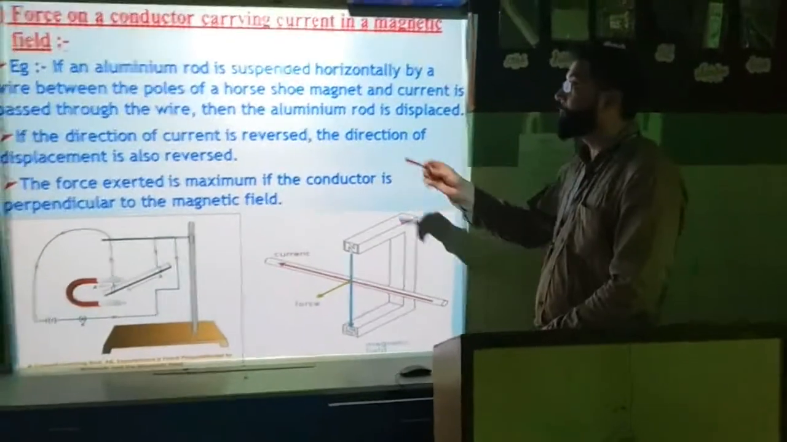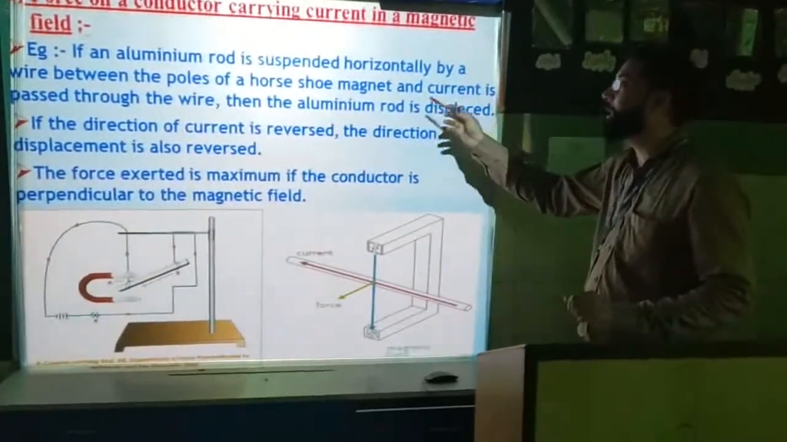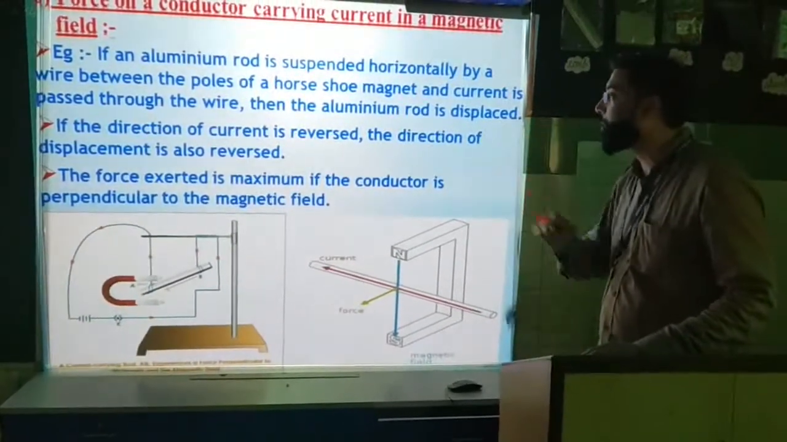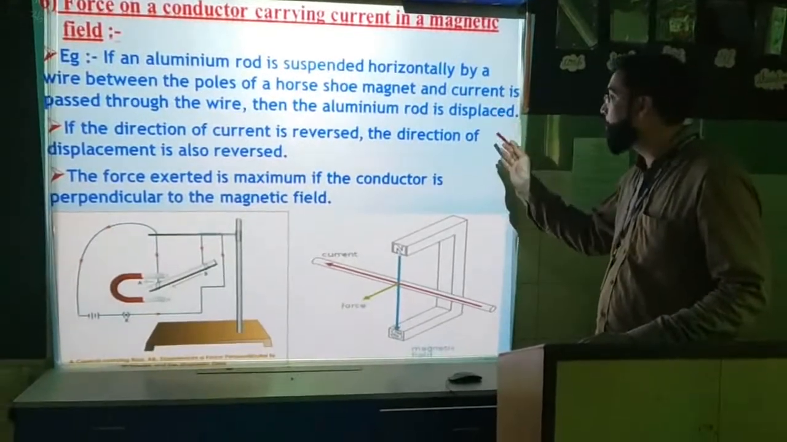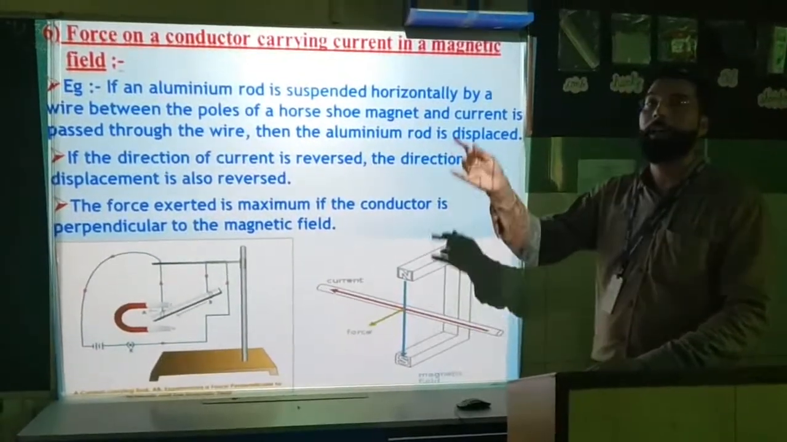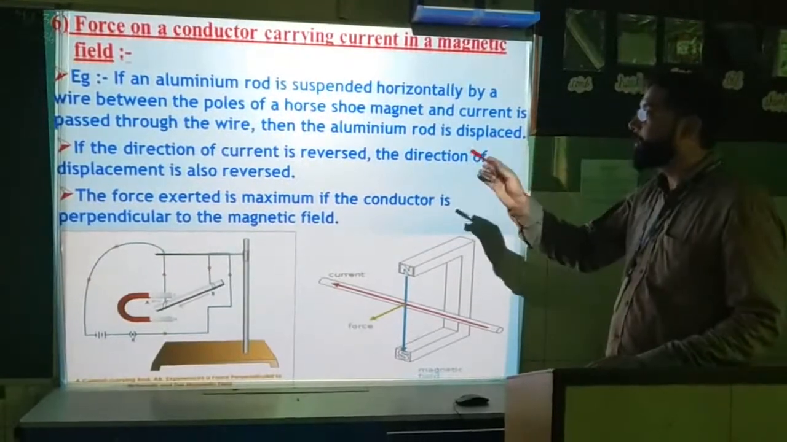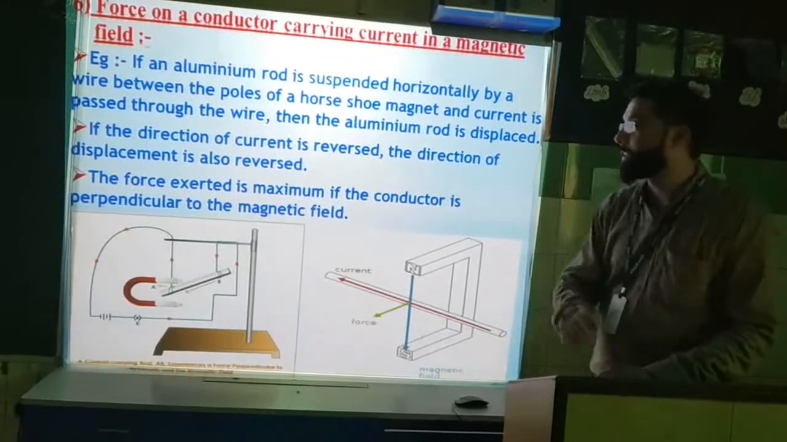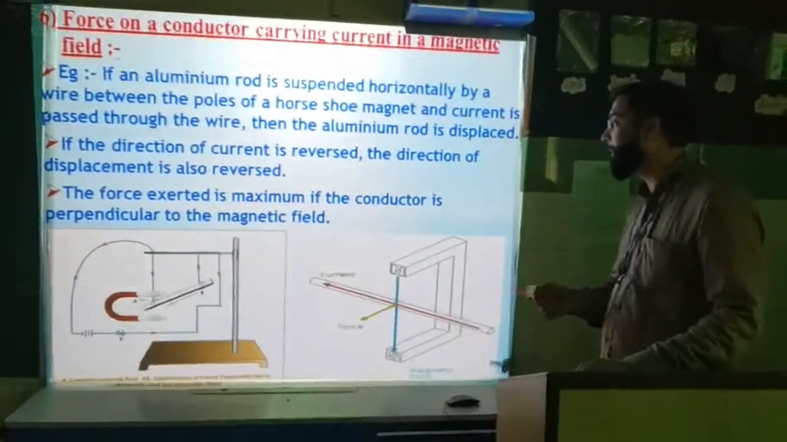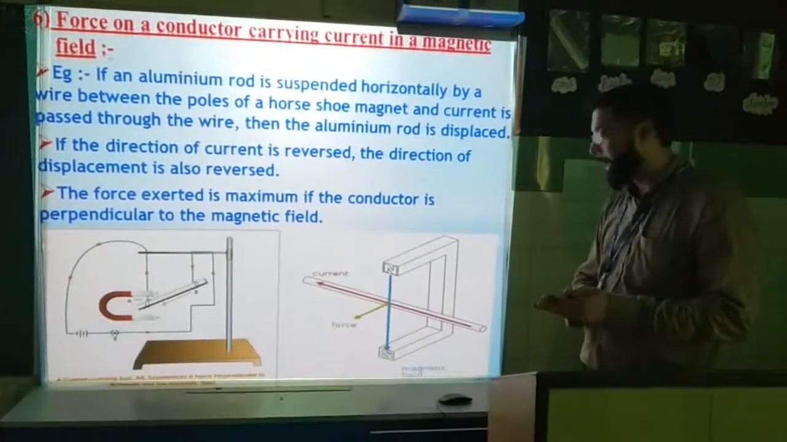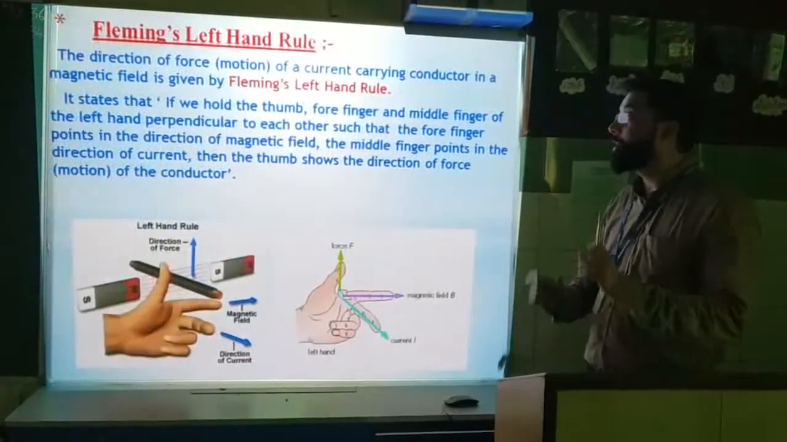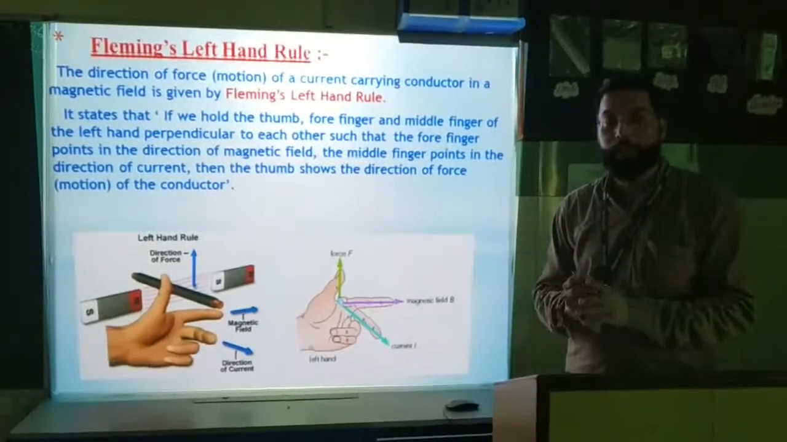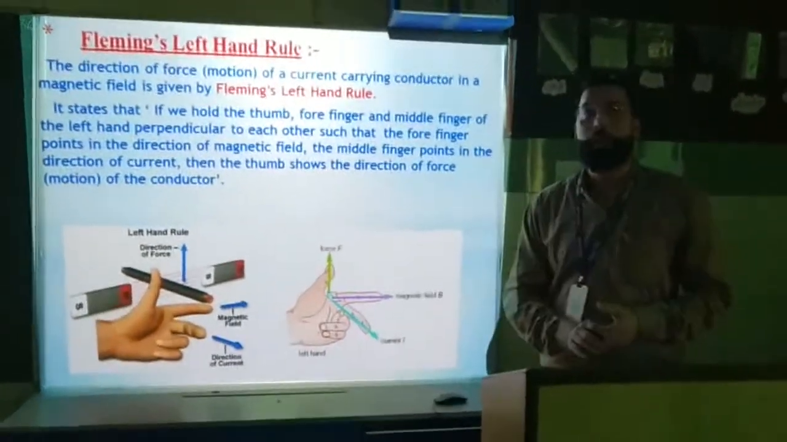So if an aluminum rod is suspended horizontally by a wire between the poles of a horseshoe magnet and a current is passed through the wire, then this aluminum rod is displaced either in an upward or downward direction. If the direction of current is reversed, then the displacement is also reversed. The force exerted is maximum if the conductor is perpendicular to the magnet. To find in which direction the aluminum wire will move, upward or downward, we use Fleming's left hand rule.